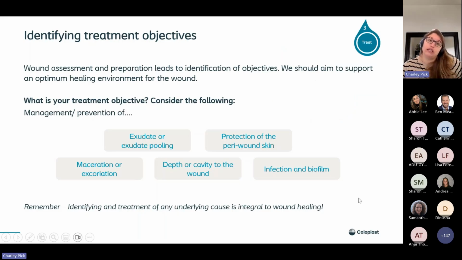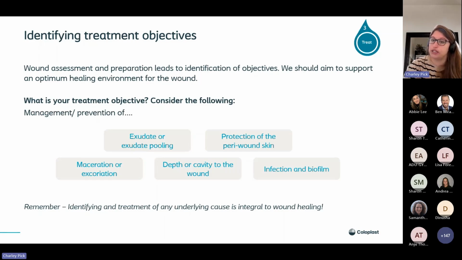So you really need to identify your treatment objectives, and doing that holistic wound assessment will help you do that. And when you've done your wound preparation, as I said earlier, you might then do another wound assessment, because you might have removed some of that devitalized tissue or some of that debris, and you might be able to have a better idea of what's going on at that wound bed. And the idea should be that we should always aim to support an optimum wound healing environment for that wound. So moist wound healing is the optimum healing environment for the majority of our cases.